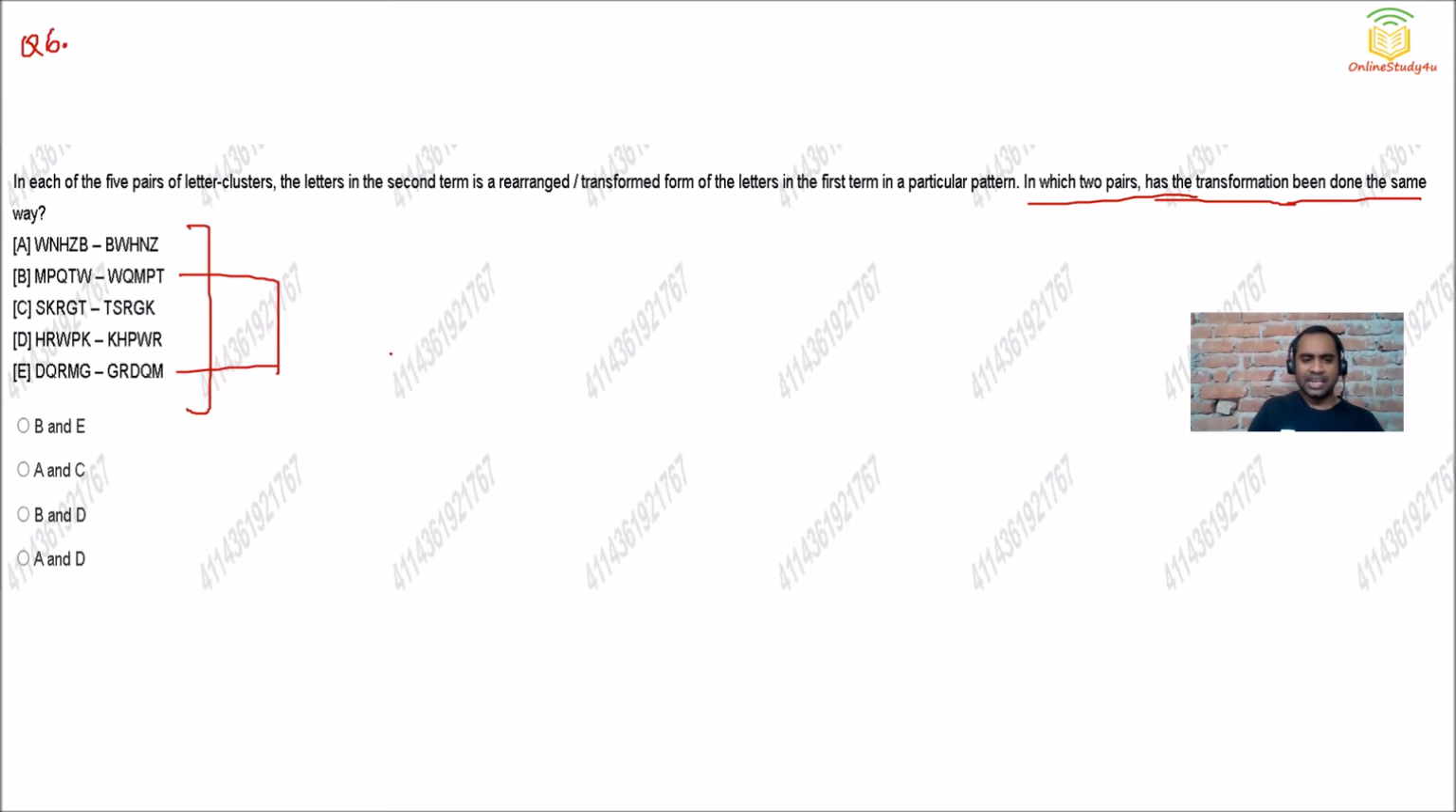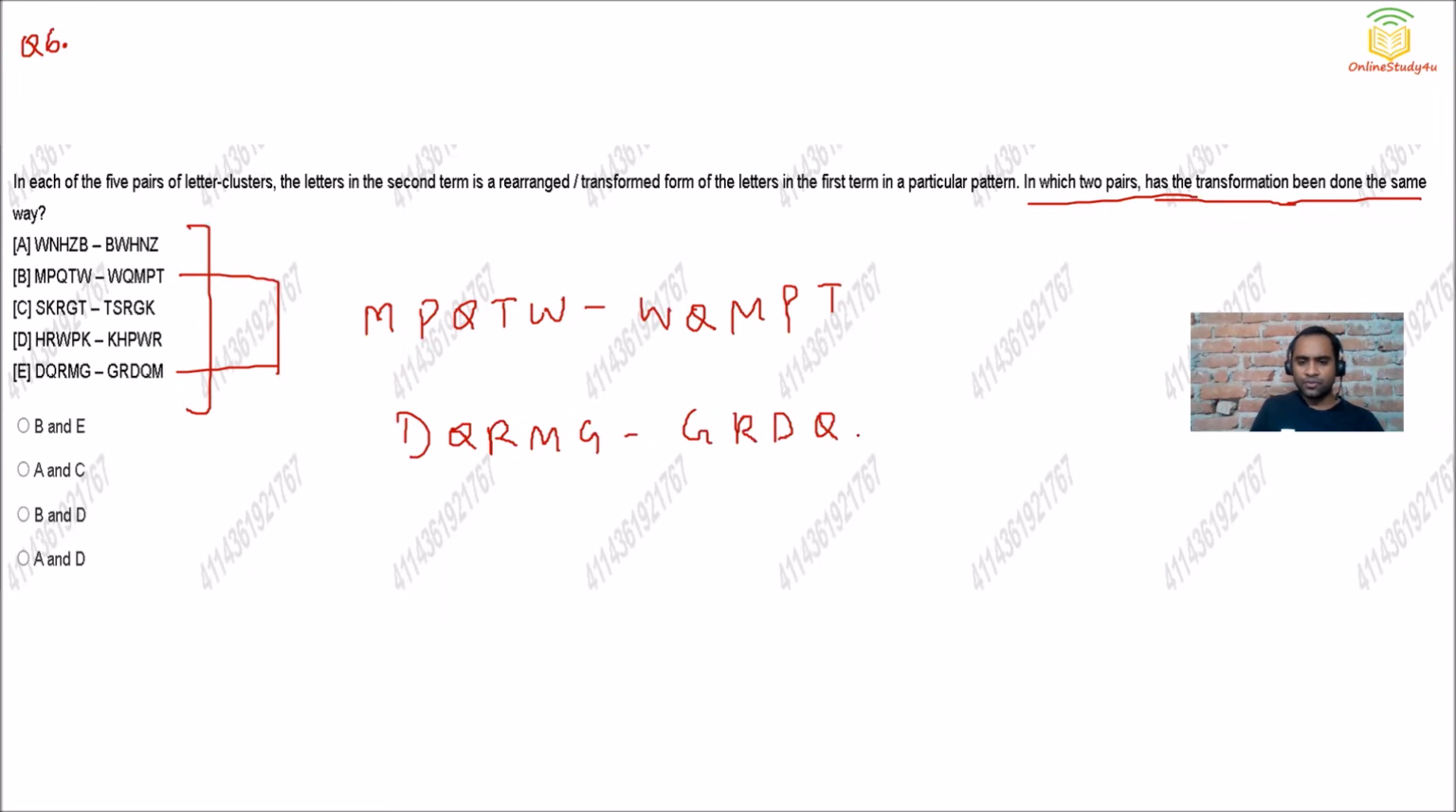So B and E we will try to analyze. So MPQTW, and here it is WQMPT. And what is your E? DQRMG and GRDQM. Now friends, you see, first place W is there, and then the third letter, so WQ. First place G is there, that means the last letter, and then the second letter is nothing but the middle letter. Then they are picking the first letter D, then the first letter M, and then the second letter Q, and then the fourth letter. So these two, B and E, have a similar kind of pattern.